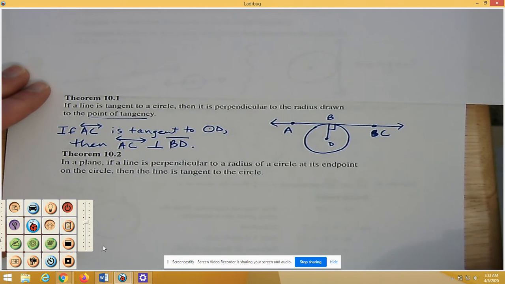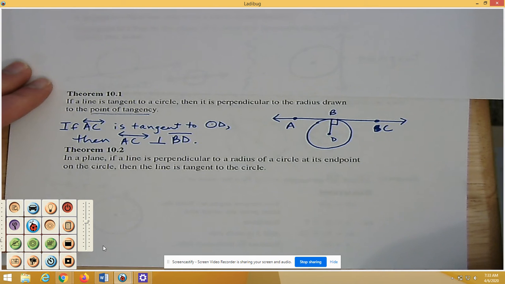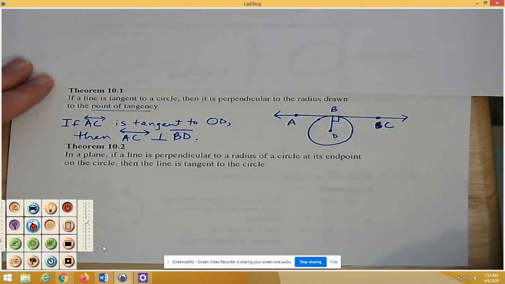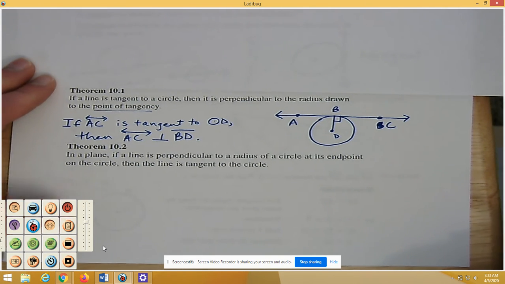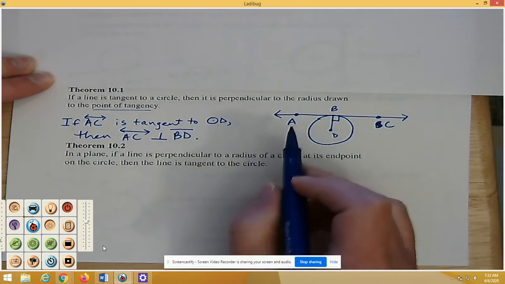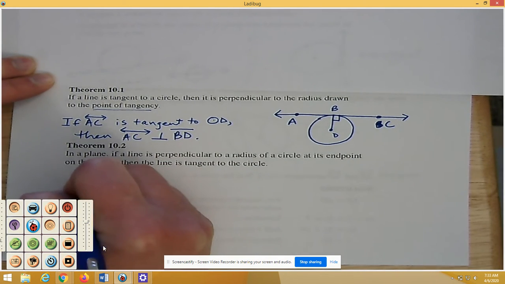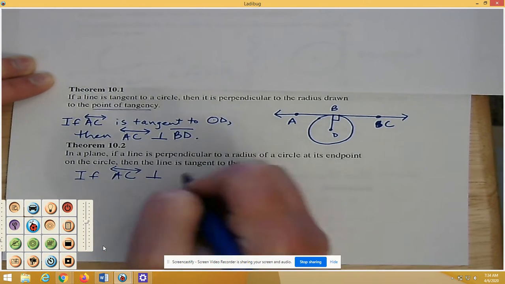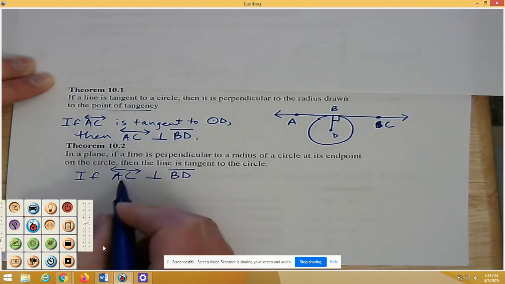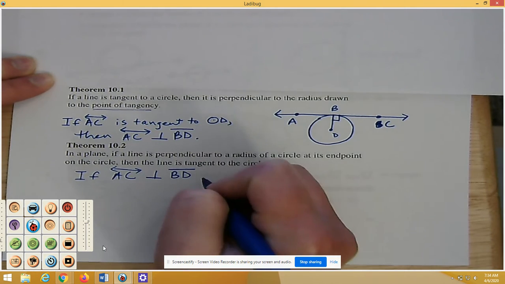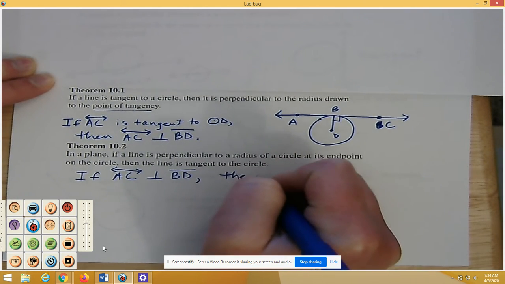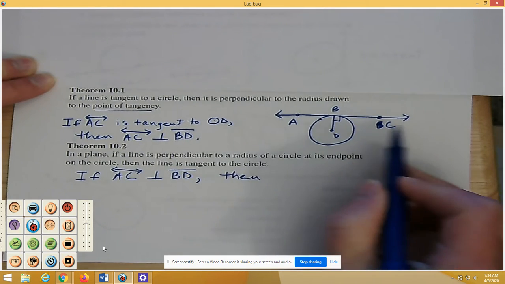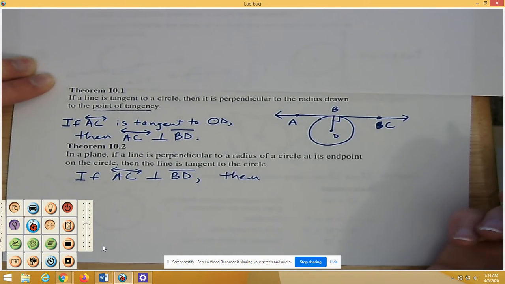Another theorem that we have is theorem 10.2. In a plane, if a line is perpendicular to a radius of a circle at its endpoint on the circle, then the line is tangent to the circle. We're going to have kind of the same diagram here, so we can reuse that. So if line AC is perpendicular to segment BD, which is our radius, we have a line perpendicular to the radius, but we don't know it's the tangent. So all that you have is a line perpendicular to a radius, then we know it's the tangent.